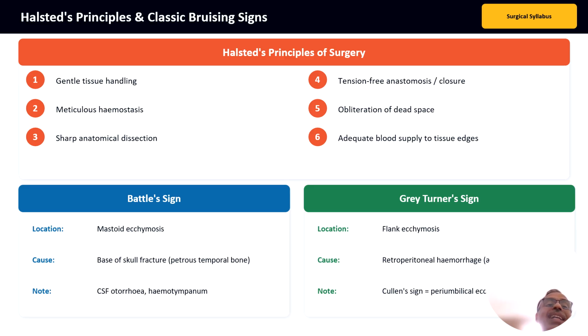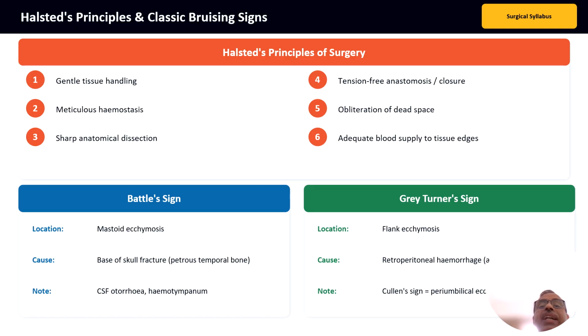Then we have Battle sign, which is located over the mastoid process. It's basically a mastoid bruising or a mastoid ecchymosis. An important cause of this Battle sign is a fracture of the base of the skull, specifically of the petrous temporal bone. And the patient may also have CSF otorrhea. That means there may be a passage of CSF through the ears, and the patient may also have hemotympanum. So this is Battle sign, classically seen in fracture of the base of the skull.